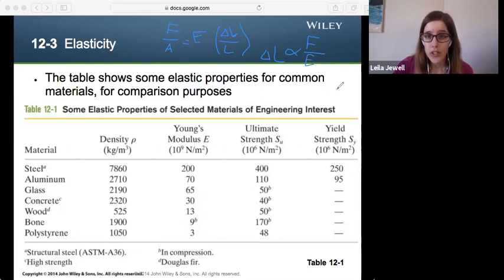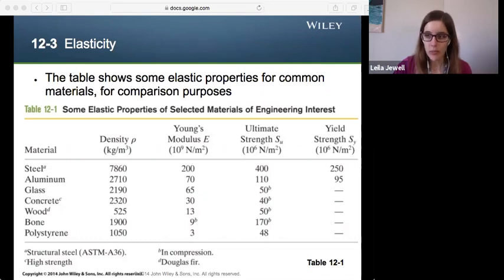So if we have a larger Young's modulus, we don't see the same amount of stretching or compressing. So steel exhibits the least amount compared to wood or bone or polystyrene, right? You can imagine styrofoam basically. It's going to stretch more than steel. That matches our expectations.